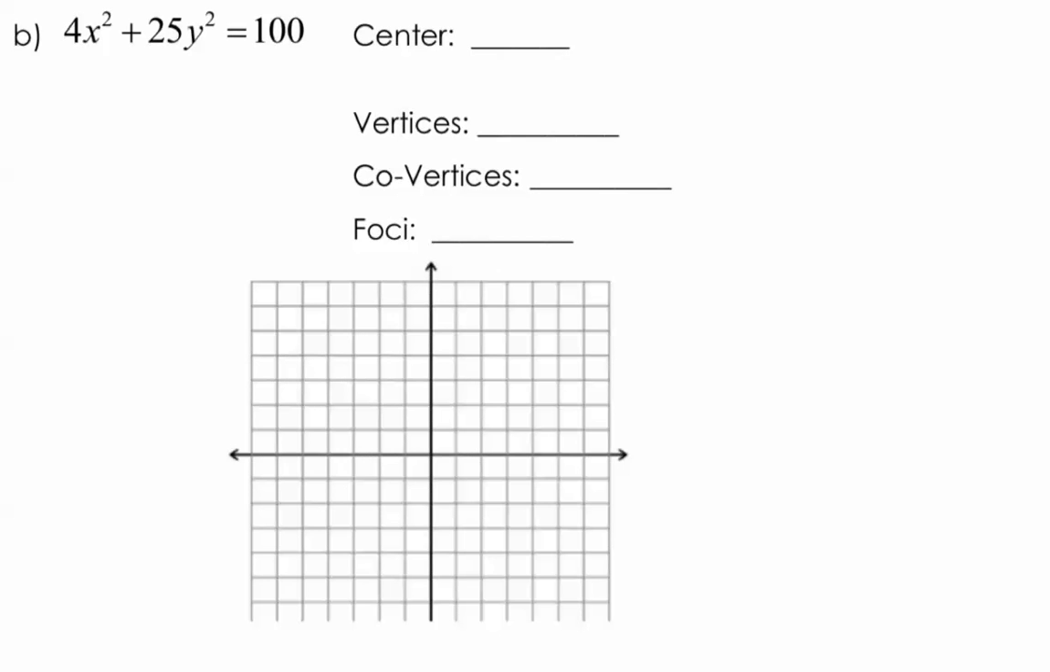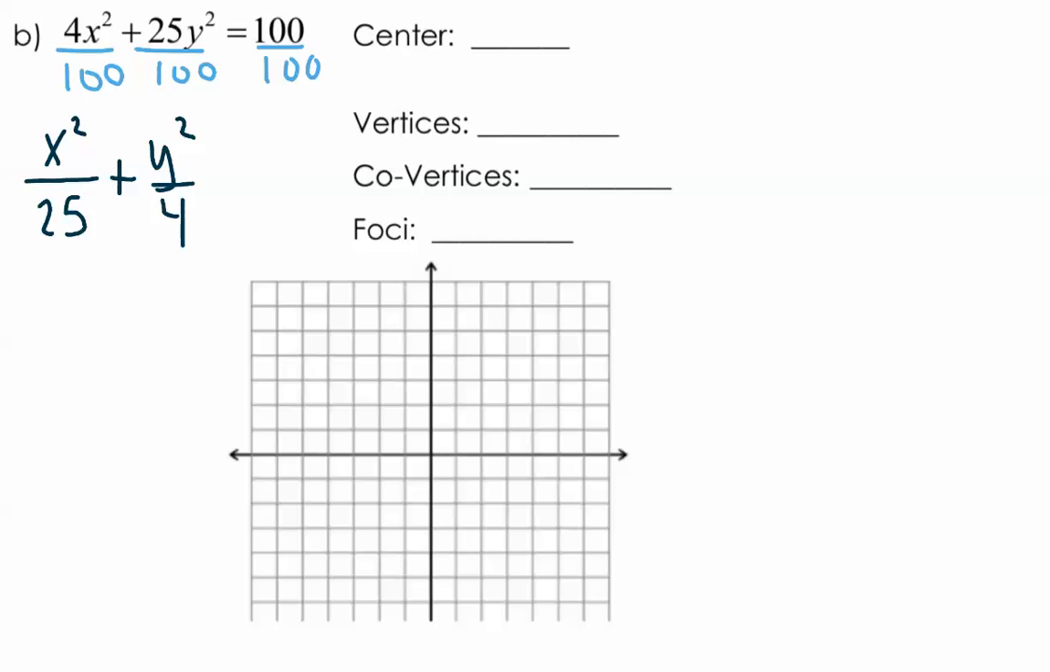So I'm going to go ahead and get this set equal to 1, and I'm going to do that by dividing every single term by 100. And then when you do this, you're going to simplify the fraction. So we're going to simplify the 4 over 100 to become x squared over 25 plus the 25y squared over 100 will simplify to become y squared over 4. So the 25 over 100 is what's simplifying to become essentially 1/4. And then that's equal to 1.